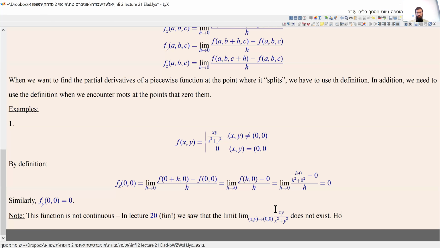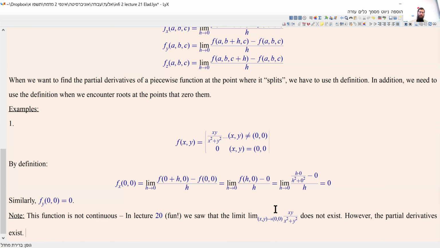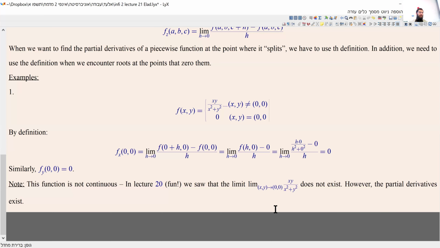However, the partial derivatives exist. From Infi 1, we know that differentiability is stronger than continuity. Every differentiable function is continuous. So the question is, what is actually a differentiable function of more than one variable? Having existing partial derivatives is probably not enough.